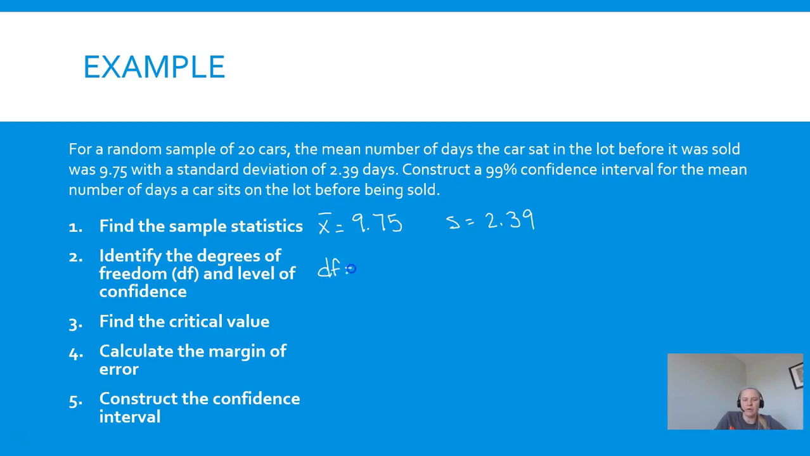Degrees of freedom, remember, is n minus 1. So we had a random sample of 20 cars. Minus 1 would give me 19. All right, level of confidence, they want a 99% confidence interval. Okay, so now find the critical value. Remember, that's T sub C, and that's going to come from the T table.